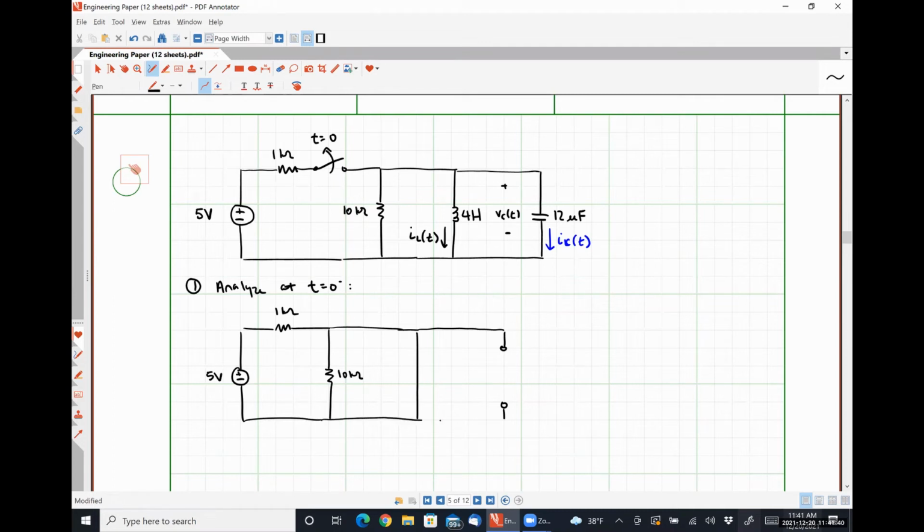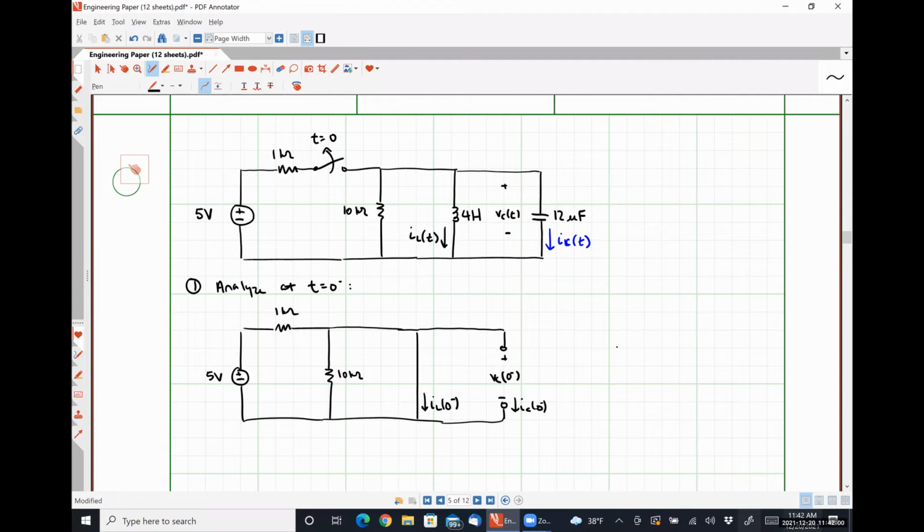The open circuit represents our capacitor. So this will be VC at 0 minus. This will be IC at 0 minus. This will be IL at 0 minus.